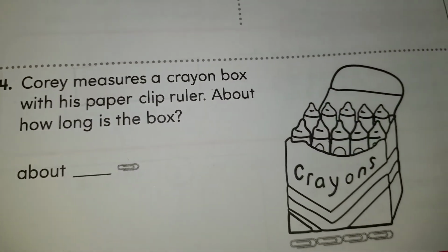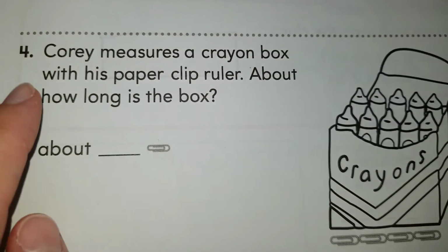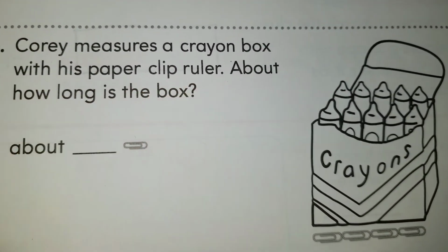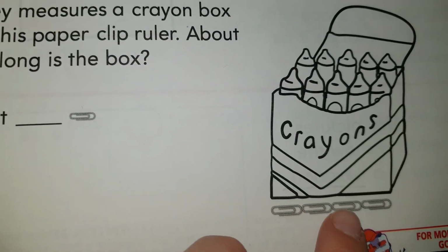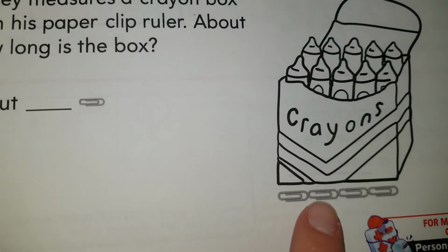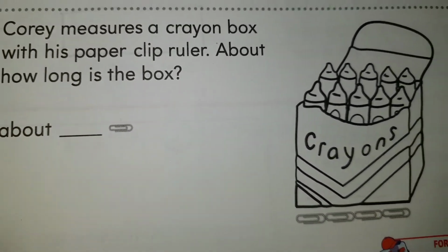All right, and this is our last question. Super easy. Corey measures a crayon box with his paper clip ruler. About how long is the box? How long is the box, boys and girls? Count the staples, and that is your number right there.